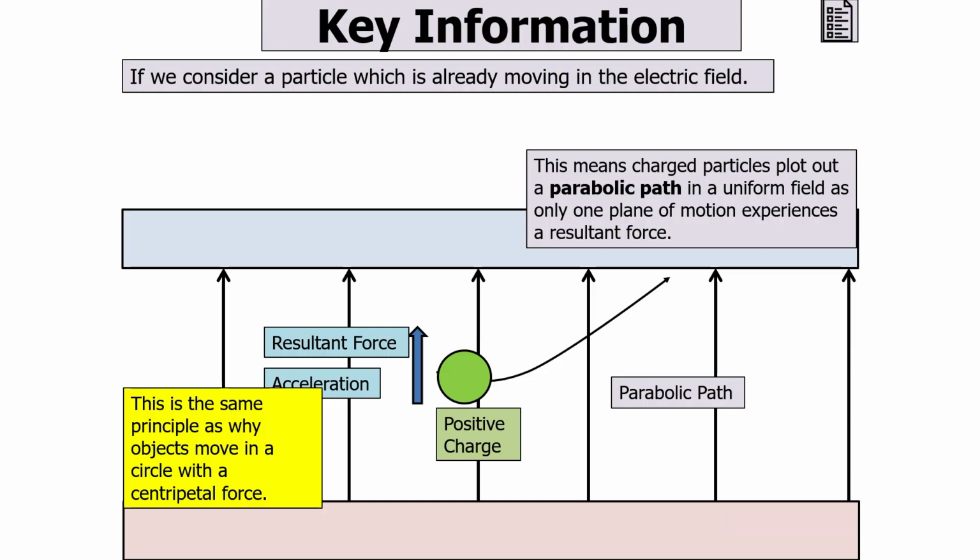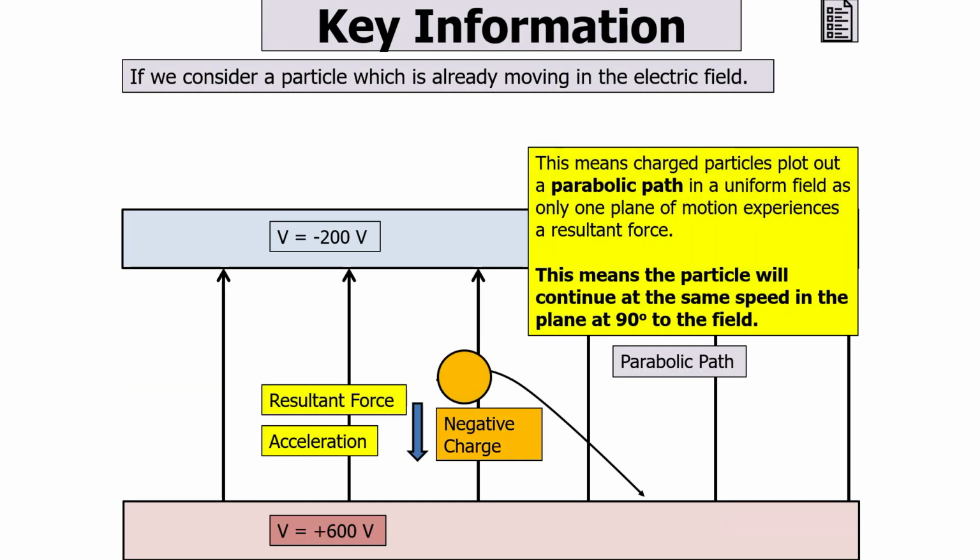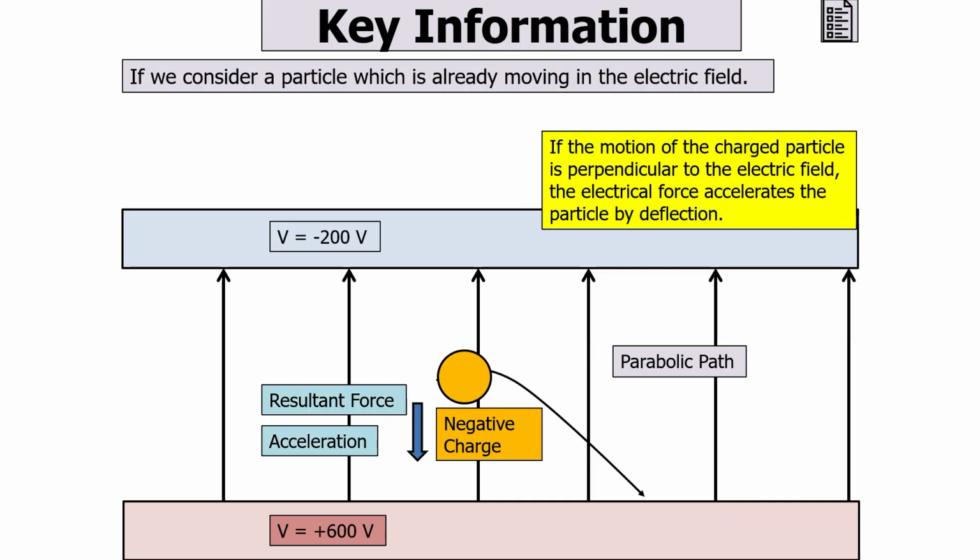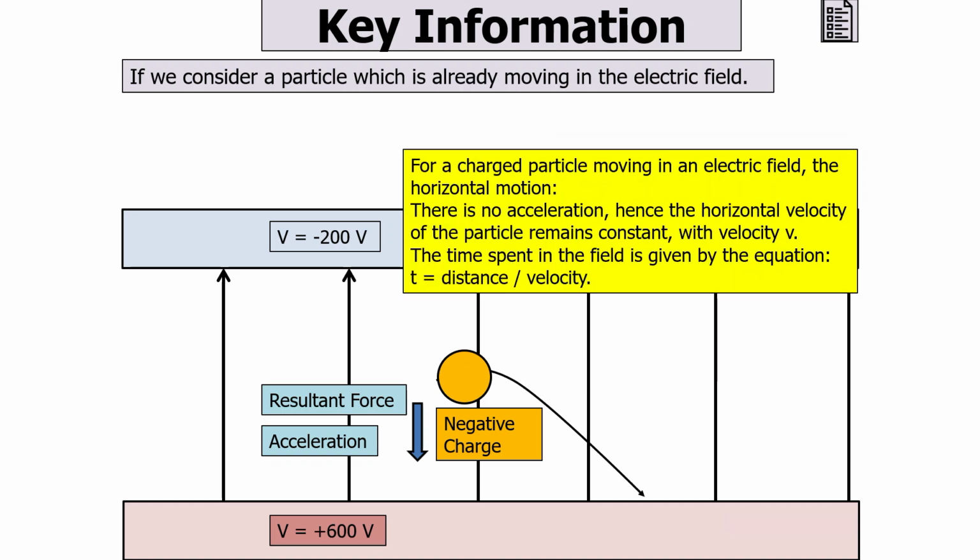So we know that this means charged particles will plot out a parabolic path, which means the particles will continue at the same speed in the plane at 90 degrees to the field. So if the motion of the charged particle is perpendicular to the electrical field, the electrical force accelerates the particle by deflection. So for a charged particle moving in an electrical field, the horizontal motion is that there is no acceleration, hence the horizontal velocity of the particle remains constant with the velocity v. And the time spent in the field is therefore given by the equation distance over velocity.